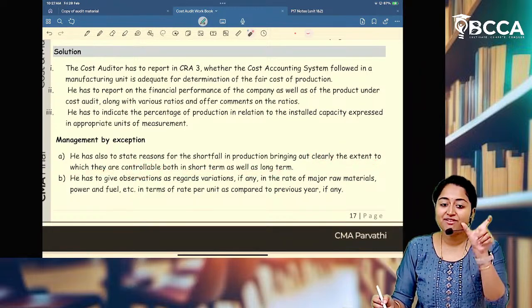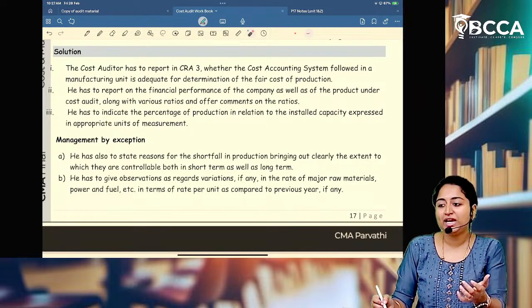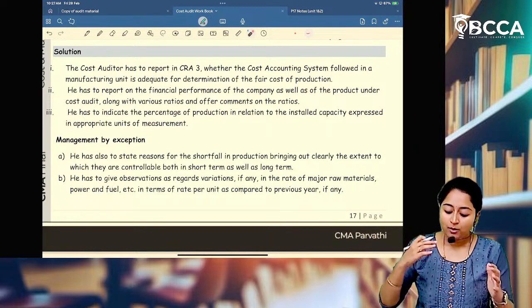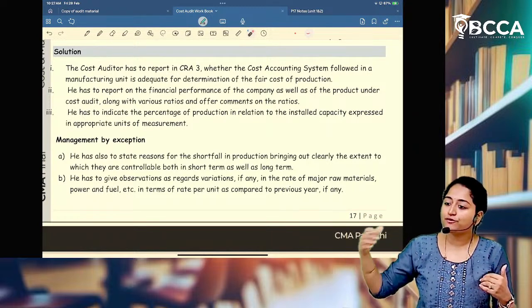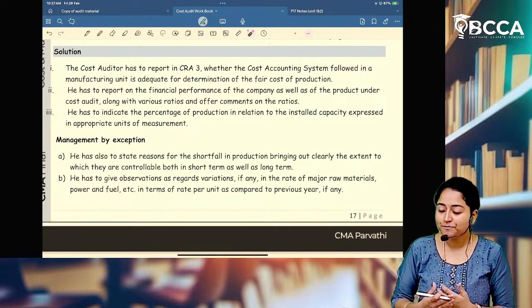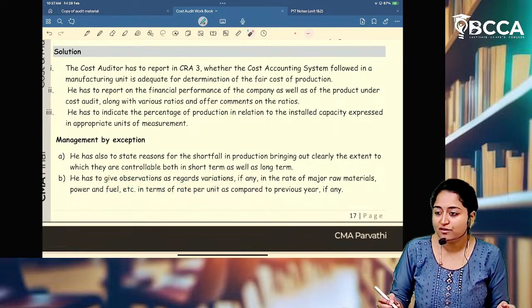So I will tell why the production has been decreased, and what measures you can take to increase the production even in the short term and in the long term. When you get into further units of cost accounting standards and the cost auditor, you will understand this more easily. Okay. He has to give observations with regard to variations.